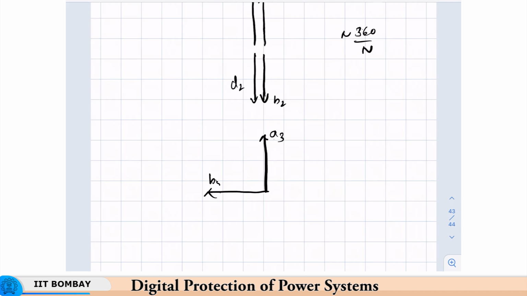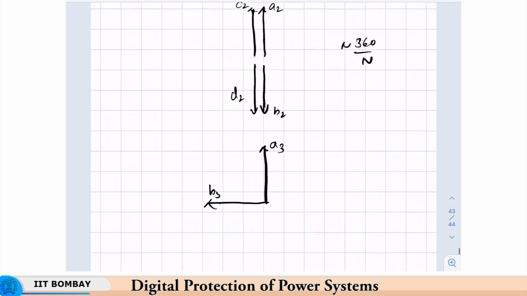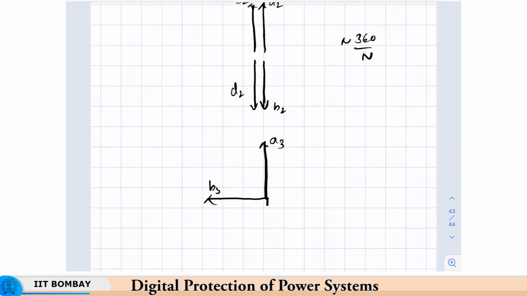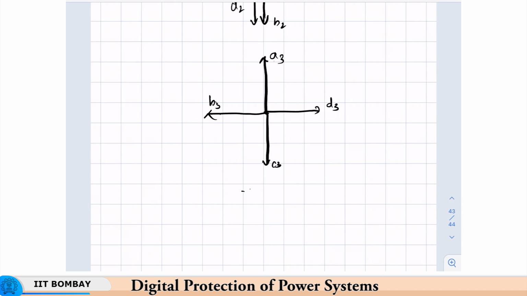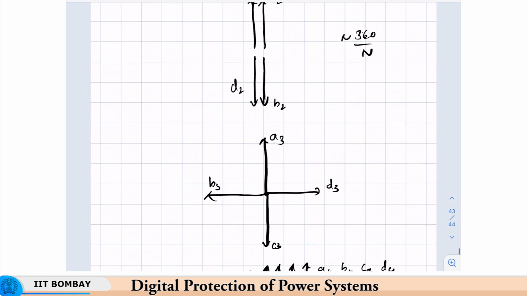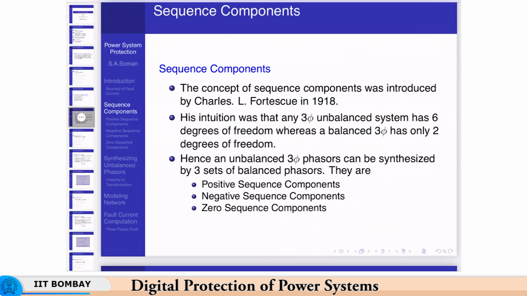A3, B3, and finally, the 0 sequence components will all be A, B, C and D, A4, B4, C4 and D4. Okay. So, this is how the sequence components of a 4-phase system would look like. Okay. So, this is what we discussed.